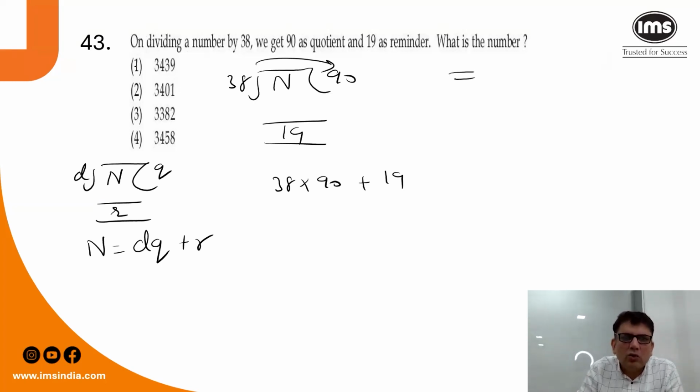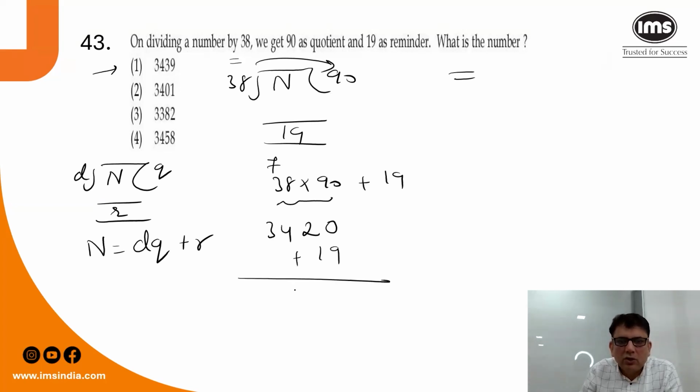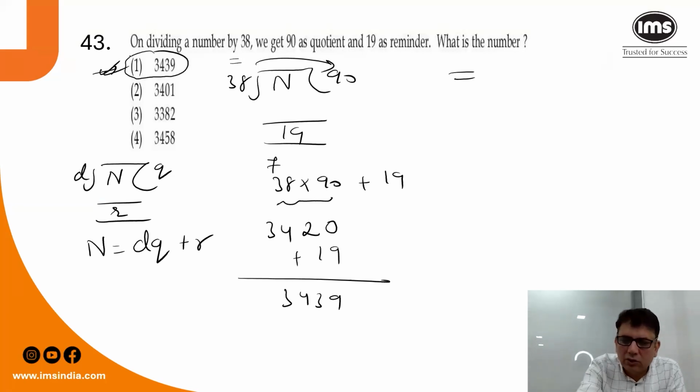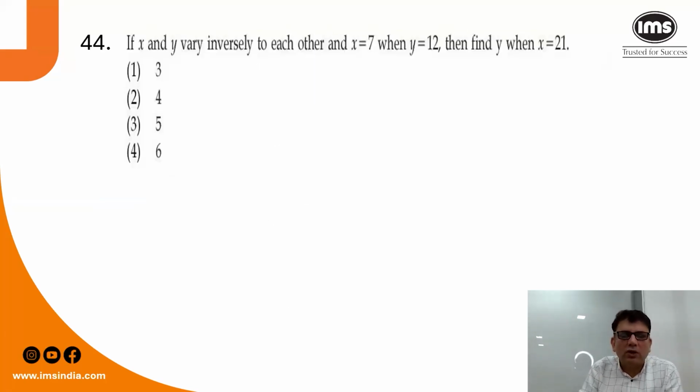What is the number? Or you can start with the option. Pick up the first option. Divided by 38. See, what is the quotient and what is the remainder, you'll be able to find the answer. Or 38 into 90. So this is 0, 9 8s are 72, 9 3s are 27 plus 7 is 34, 3420 plus 19 remainder. You get 3439. First option incidentally is the correct answer, 3439. Clear? Easy question.